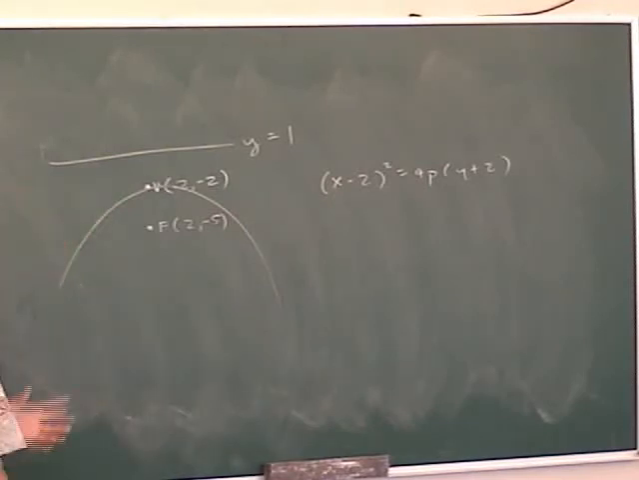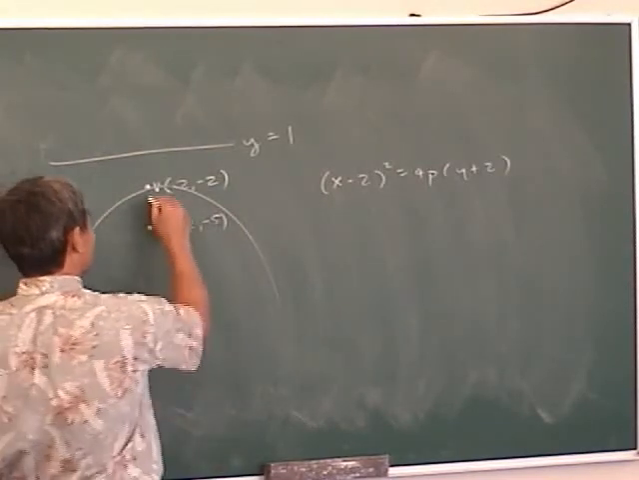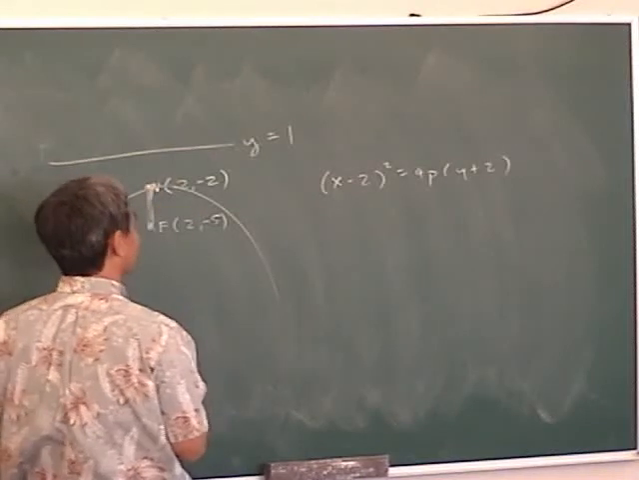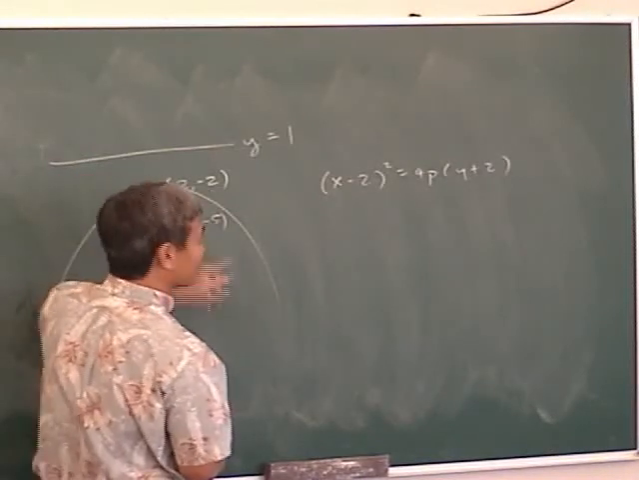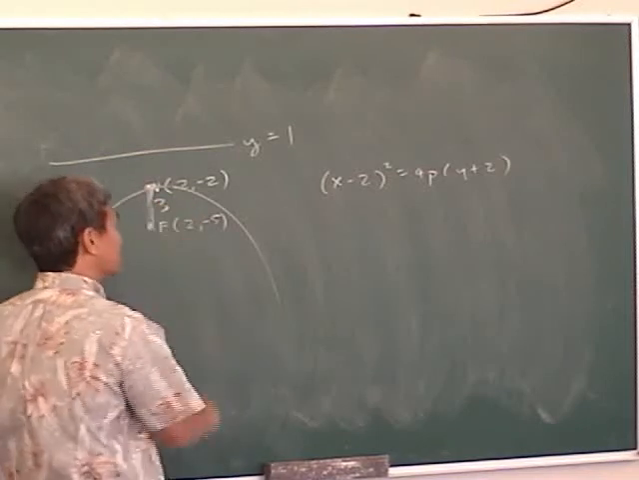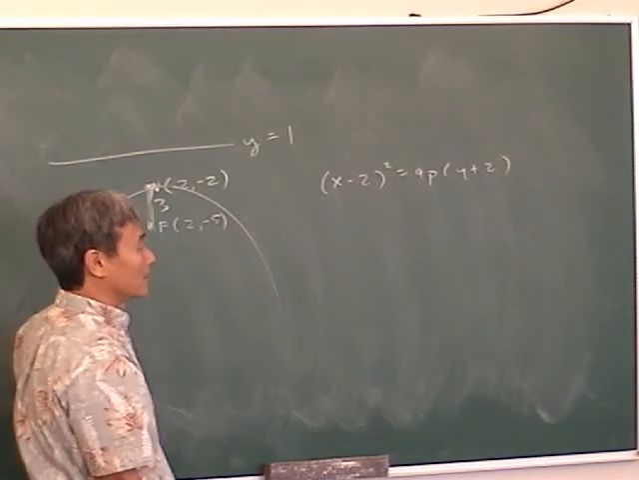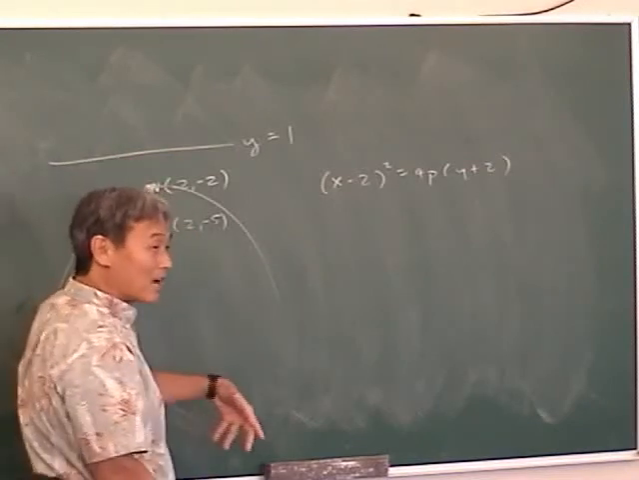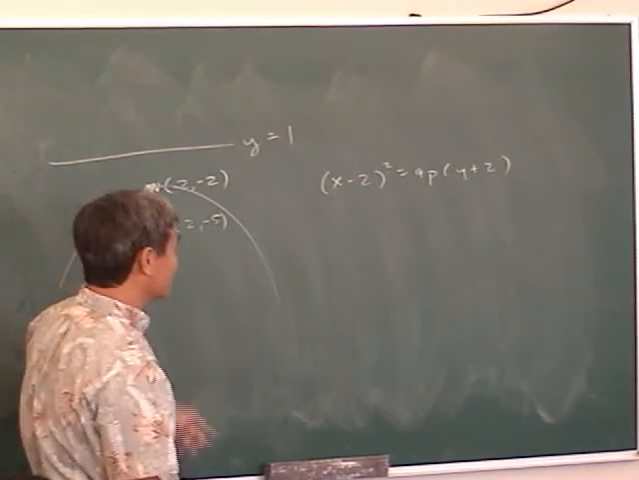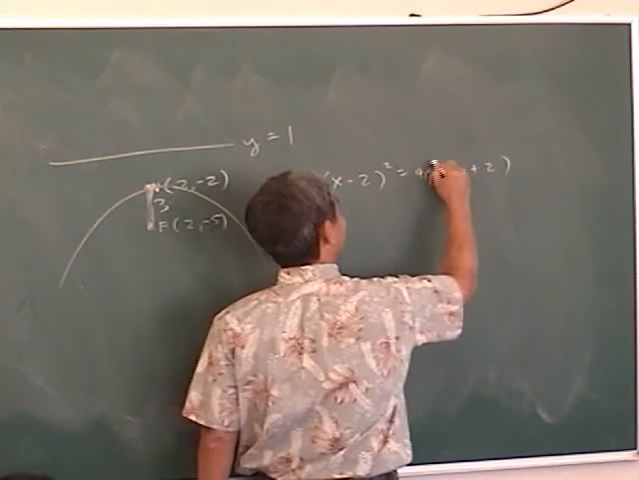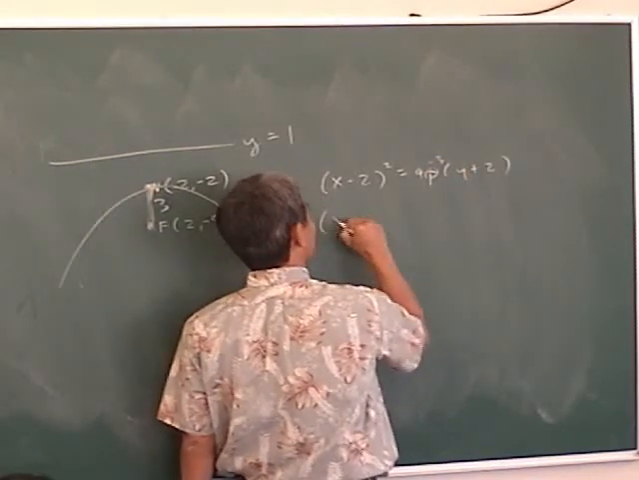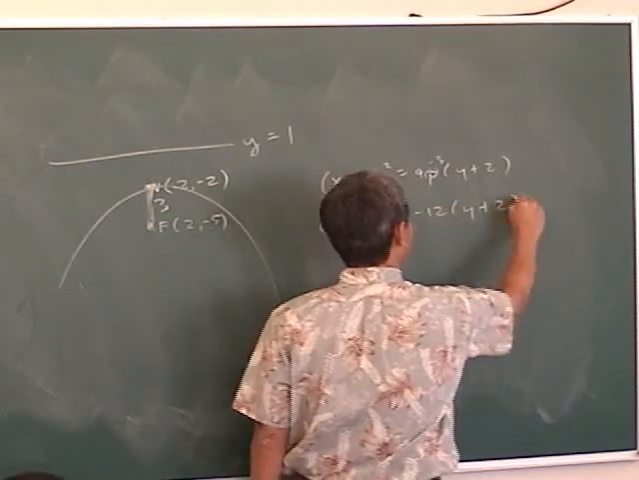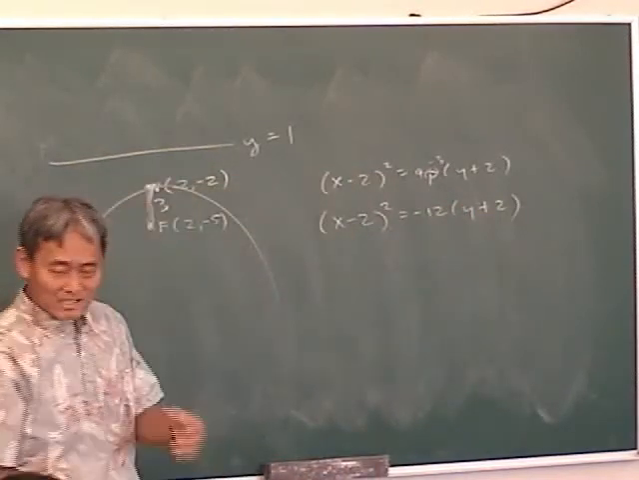All I have to figure out now, what is p? Well, p is the distance between the vertex and the focus. How far is it from -5 to -2? 3. So what is p? No, it's -3, because it's opening downwards. See, that's the trick right there. You don't put the negative 2. So we know p is -3. Therefore, the equation of the parabola is x minus 2 squared equals -12 times y plus 2. This is easy, Mr. Park.